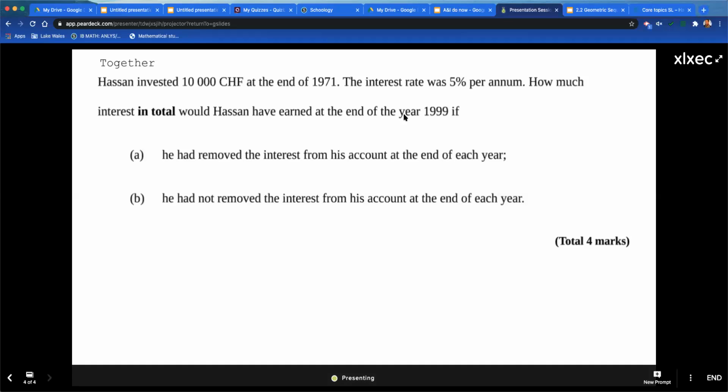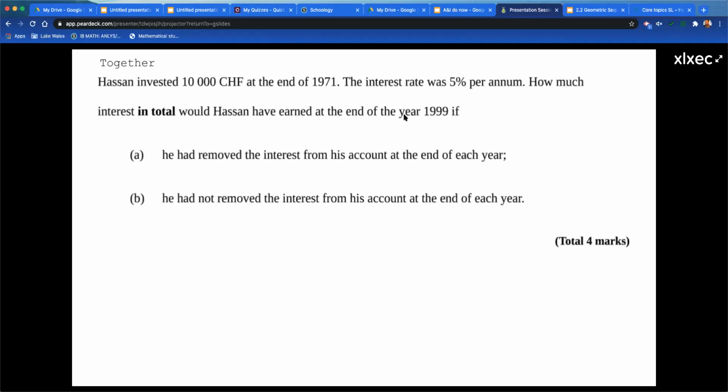All right, so we're going to look at this one. It talks about simple interest. And how do I know that it talks about simple interest? Well, let's look at the problem. It says Hassan invests 10,000 CHF at the end of 1971. The interest rate is 5% per annum. How much interest in total would Hassan have earned at the end of the year 1999 if he had removed the interest from his account at the end of each year, and if he had not removed the interest from his account at the end of each year?